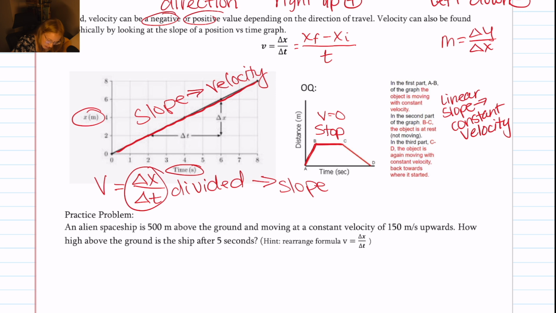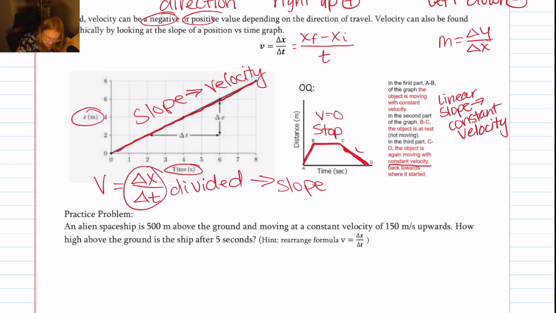Then it says in the third part, C to D, the object is again moving with a constant velocity back to where it started. Okay, so again, we have a linear slope. Linear slope means it's constant, but we'll be heading towards the left, so that slope is negative. So we have a negative slope right here. That means it should be going to the left, back where it began. Positive slope at the beginning means it was heading to the right. Okay, so just to recap, from A to B, it's heading to the right at a constant speed, then it stops, and then it pivots and it heads left with a constant speed back to where it started.